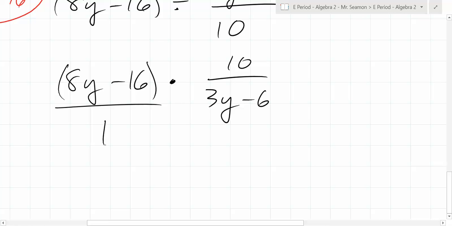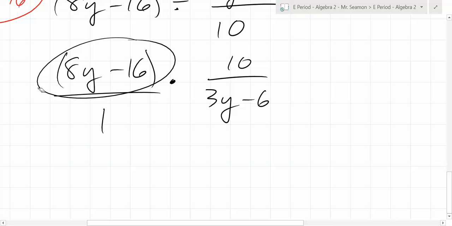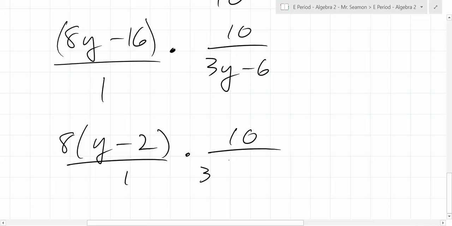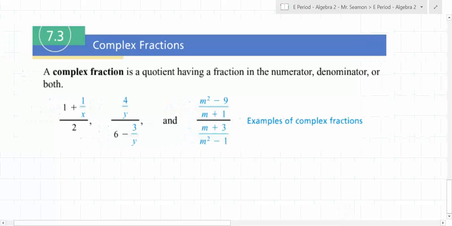There's no cross multiplying because there's no equal signs. What's that word, Milo? Factor. What can you factor out of this right here? 8. So what do you end up with? 8 times y minus 2 over 1 times 10 over, what can you factor out of the bottom? 3 times what? What cancels? Now you're left with 80 over 3. Done.